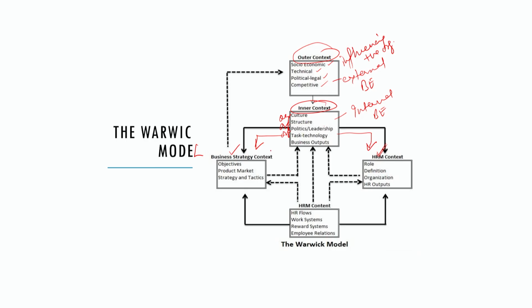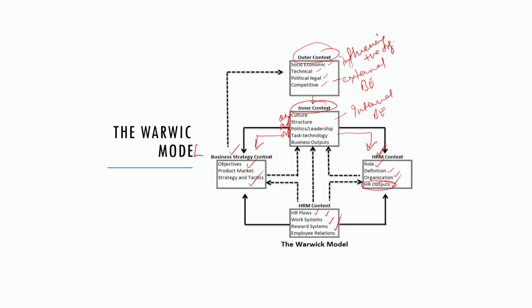First, what business strategy context is to be focused upon? Objectives of business, product and the market, and strategy and tactics that the organization should follow. In HR context, what should be the role of human resources, the definition in organization, and organization of human resources, and HR outputs that we expect from them. And then the HRM content is developed. This HRM content is HR flows, work systems, reward systems, and employee relations.